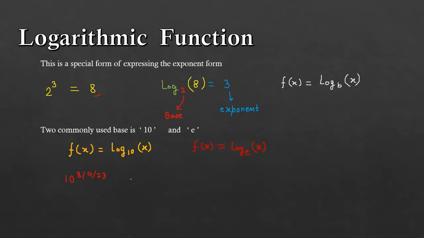Like for the speed of light, you require 10 to the power 8. For the Avogadro number, you will require around 10 to the power 22, 23, as such.